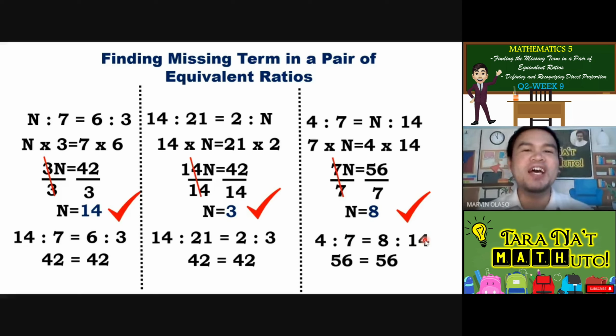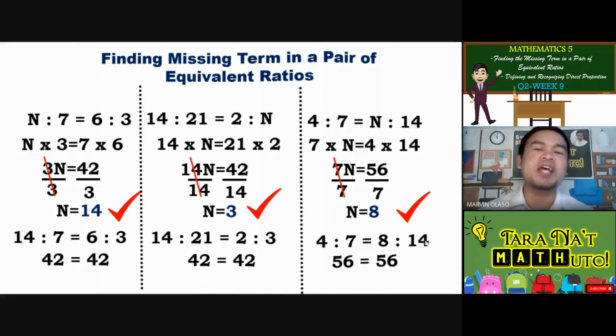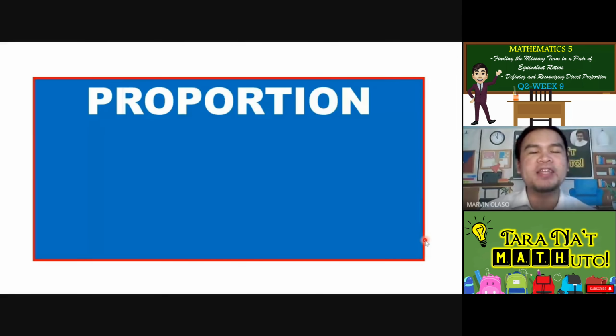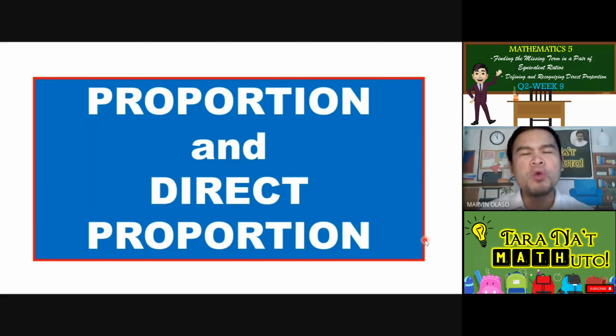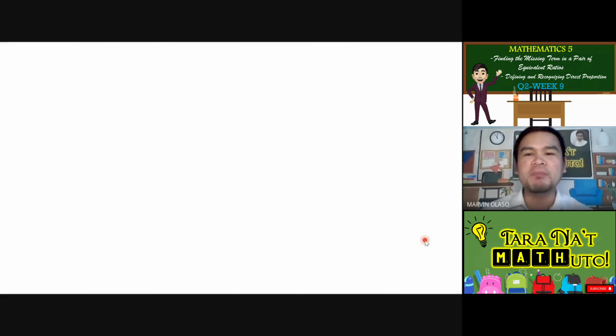Okay, so we are done now with our first topic and let's proceed now by the next topic. Kilalanin natin ano bang ibig sabihin ng proportion and how are we going to recognize direct proportion. Actually, we have 3 different forms of proportion. But in grade 5, we will just concentrate first sa direct proportion. Okay, wag na natin patagalin pa.